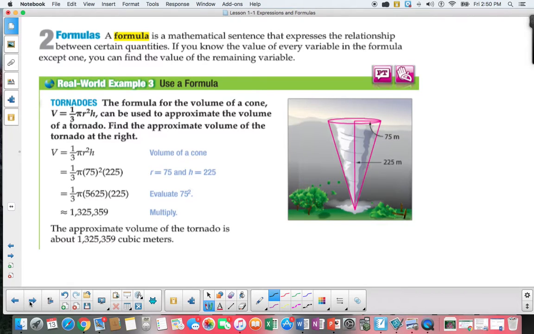Okay, using formulas. Geometry had quite a few formulas that we use, and this is a geometric formula that describes the volume of a cone. And you can see that similar to what we had before, we just substitute those values and follow order of operations.